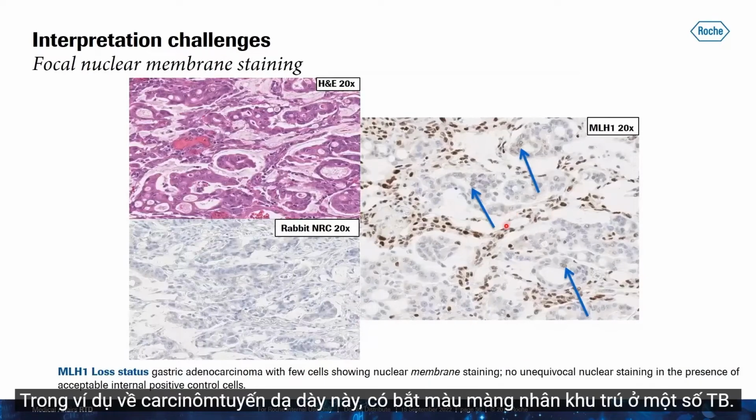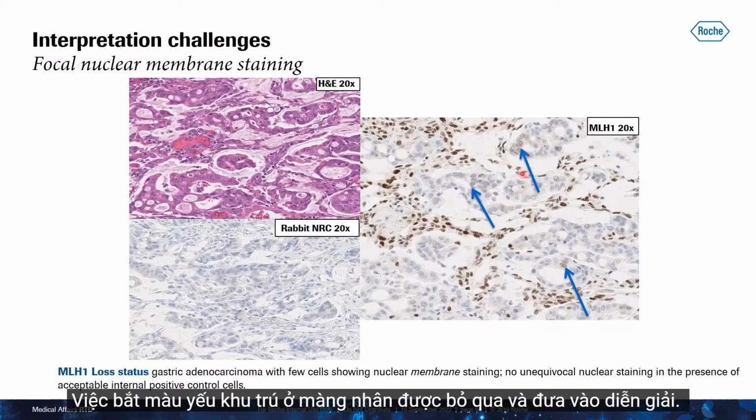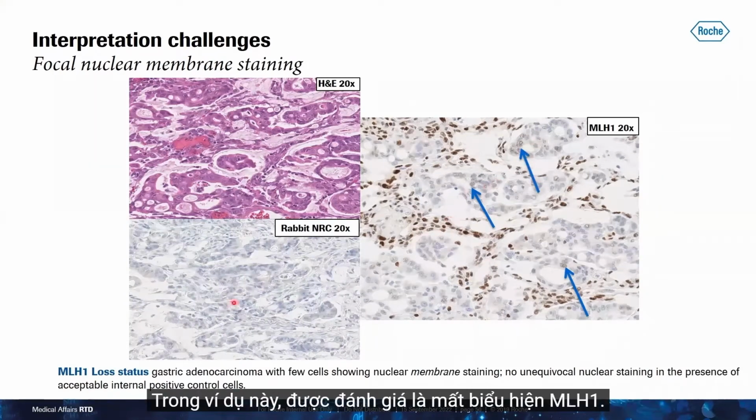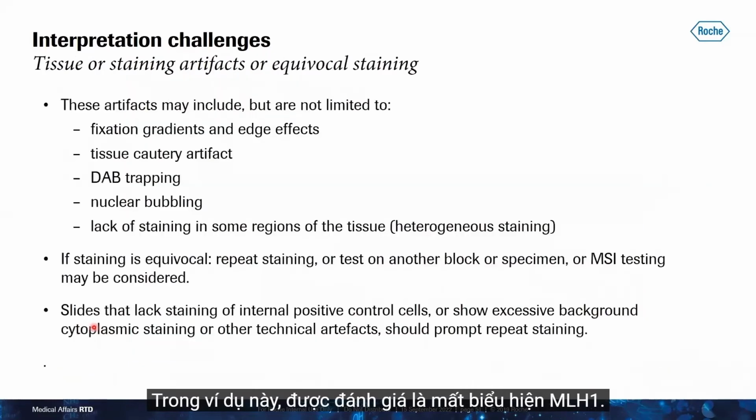In this example of gastric adenocarcinoma, there is focal nuclear membrane staining in few of the nuclei. In this example, the focal weak staining by nuclear membrane is ignored and not included in the interpretation. In this example, the category is loss status for MLH1.